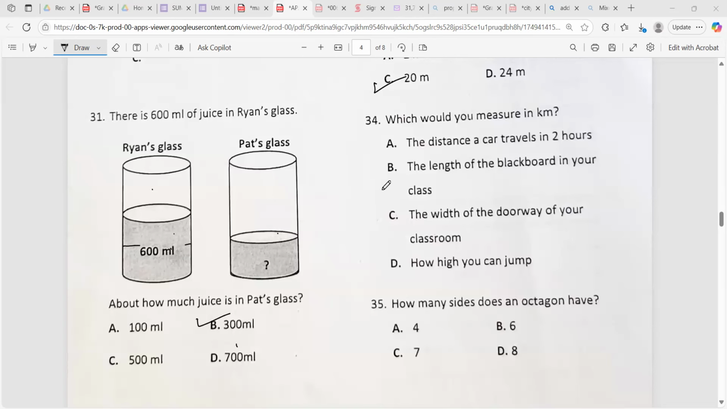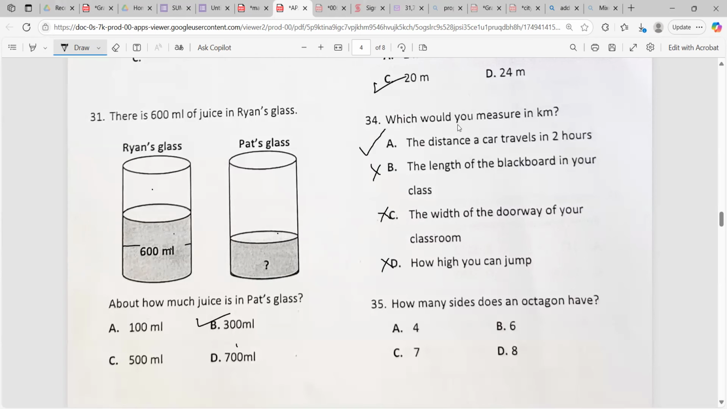34 says, which would you measure in kilometers? B says the length of the blackboard in a classroom. You'd need a ruler for that, and that's length. C says the width of the doorway in a classroom. It says kilometers, not width. And D would have been height. It says how high can you jump? So the most accurate answer is A, the distance a car travels in 2 hours.